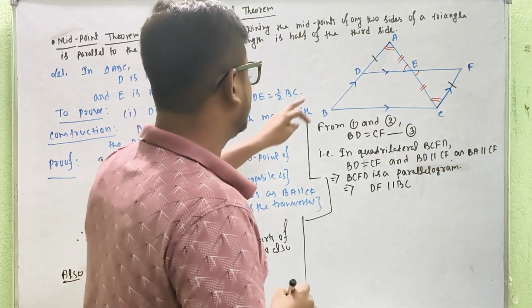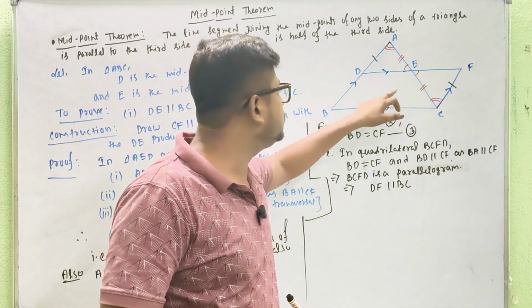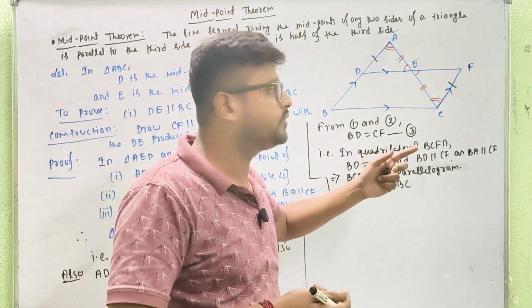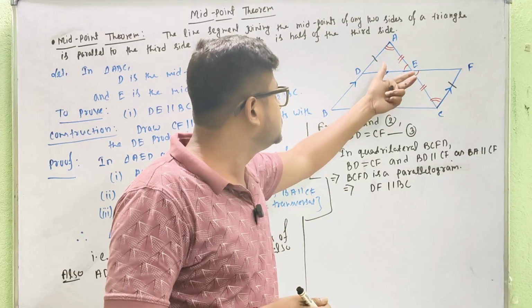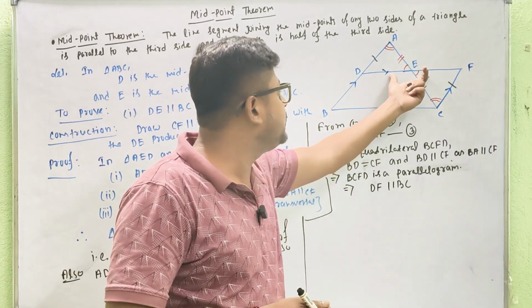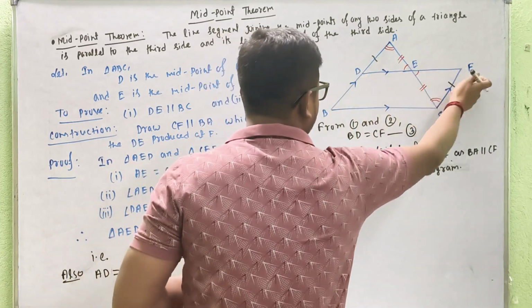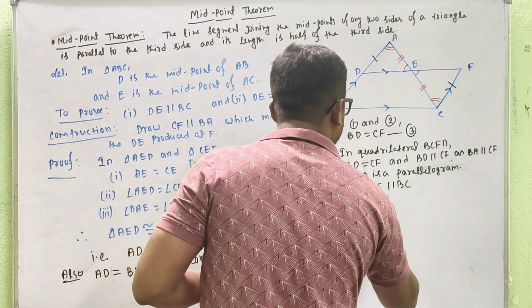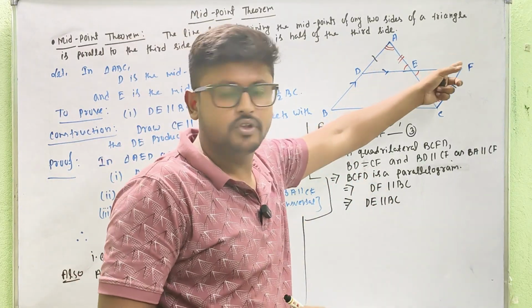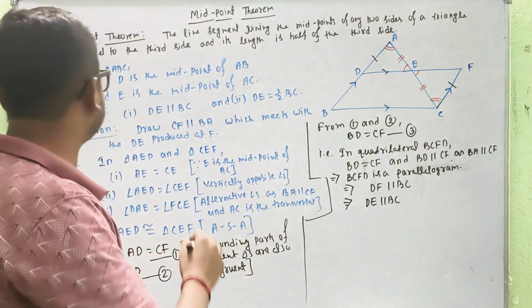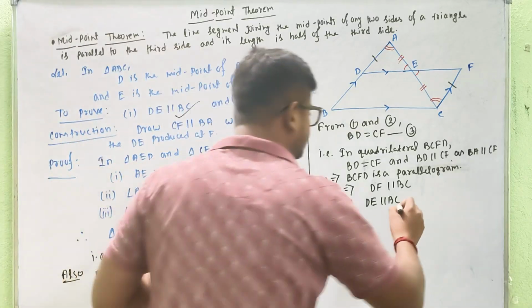That is, DF and BC are parallel because opposite sides of a parallelogram are parallel. In a parallelogram, these sides are the opposite pair, so DF and BC will be parallel. Since DF is parallel to BC, DE is parallel to BC because E is a point on the line DF. So the first condition, DE parallel to BC, is proved.